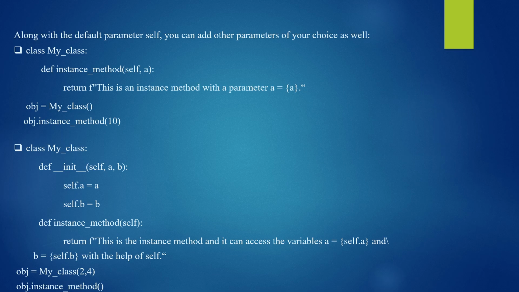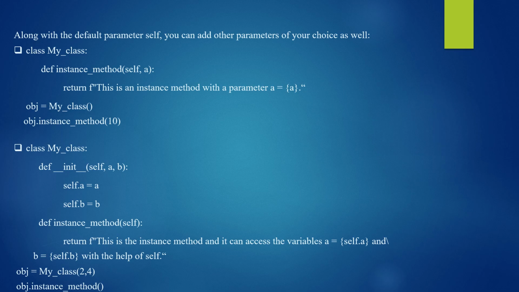You can use self inside an instance method for accessing the other attributes and methods of the same class. Now we want to create a class myClass. In that class, we define an init constructor with arguments a and b. self.a is equal to a, self.b is equal to b, and we want to define an instance method with default parameter self. For better understanding, we write a statement: This is an instance method and it can access the variables a is equal to self.a and b is equal to self.b with the help of self.